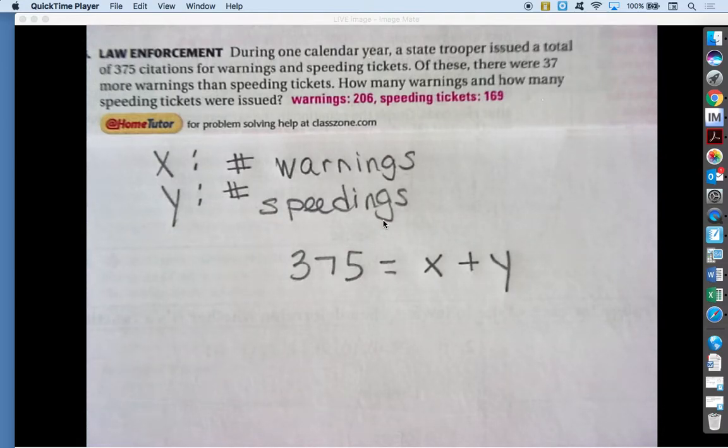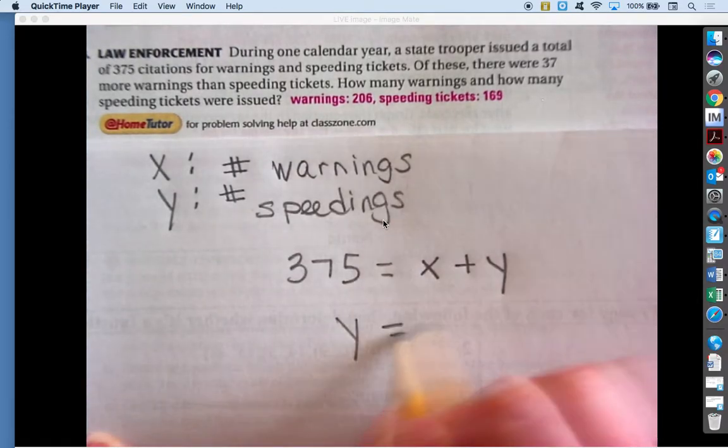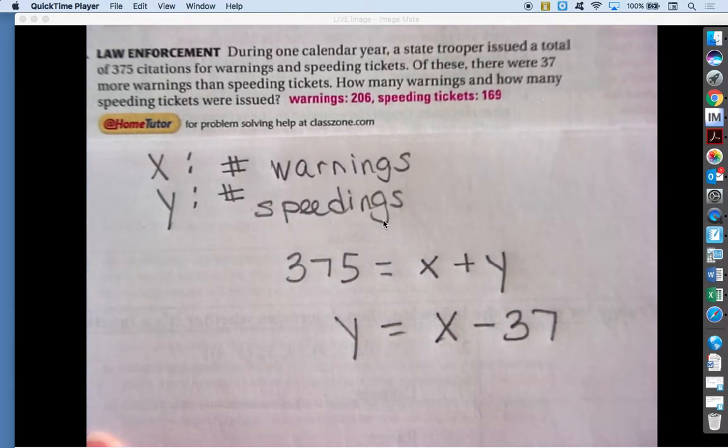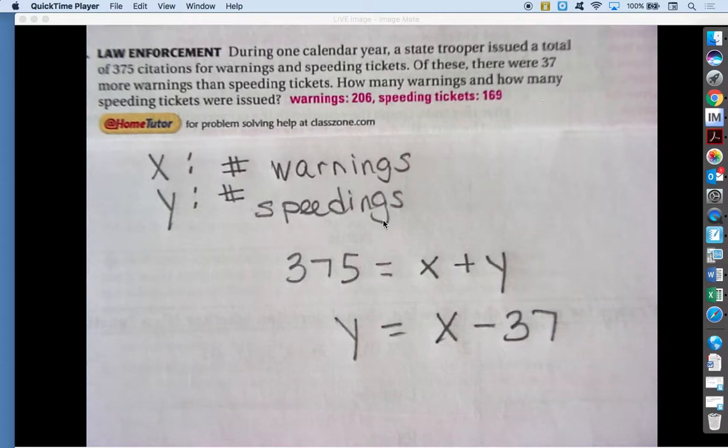The next sentence is a little trickier. It says there were 37 more warnings than there were speeding tickets. So we have to try and decide how can we write that. Sarah, did you have an idea as to how to write the second sentence into an equation? Y equals x minus 37. And why did you say that? Because it said that there were 37 more warnings than speeding tickets, so you have to subtract 37.